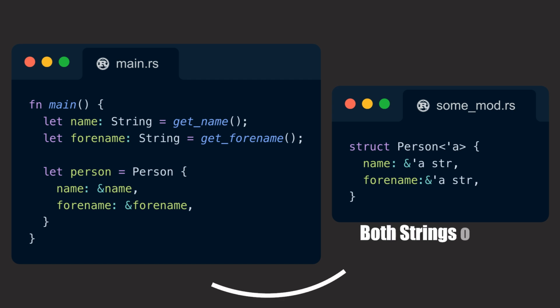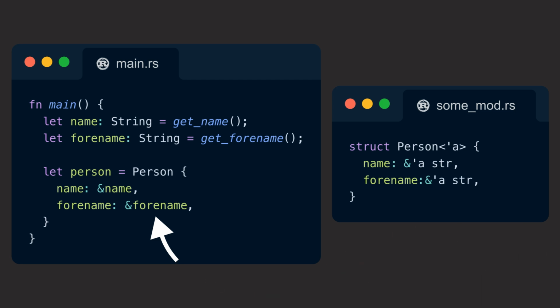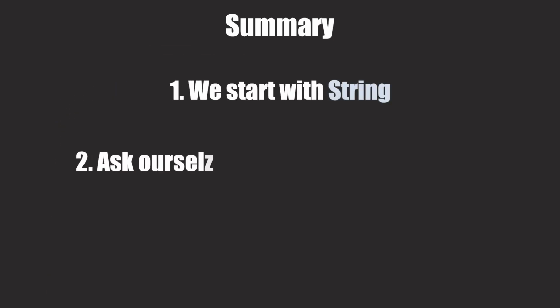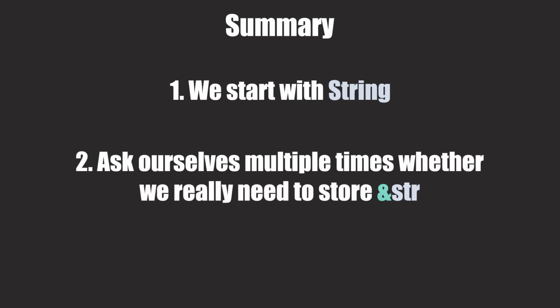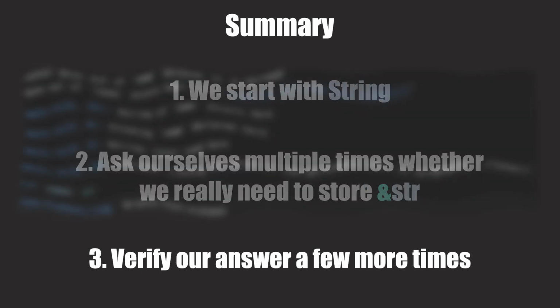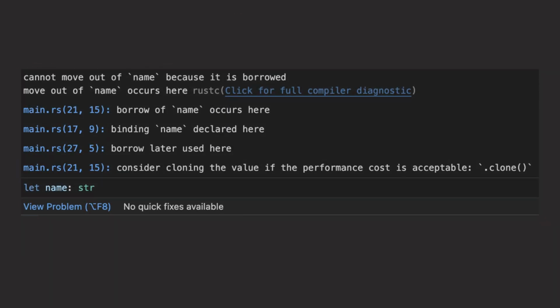And at the time we even have to think about this problem, we are probably already experienced enough to work on libraries or software that require principles like this to even work. So, in summary, we can define the following rules for strings in structs. Start with an own string, and then ask ourselves multiple times whether we really need to store a string slice, and verify our answer another few times. Gladly, also in this case, the compiler will once again help us as much as possible.